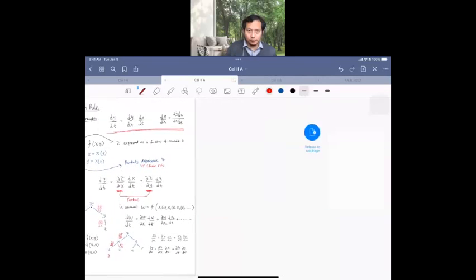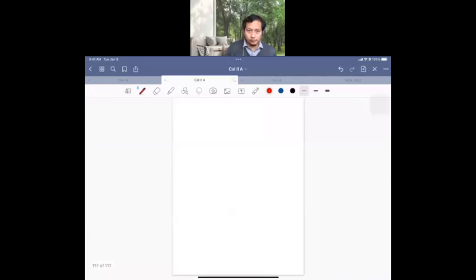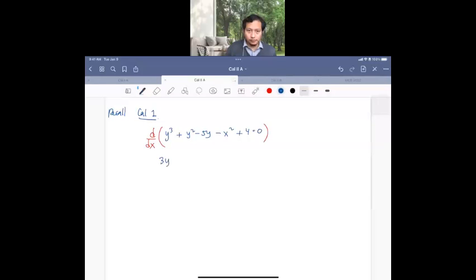Okay, let me move to the next page. Let me just recall. In calculus 1, if we have y cubed plus y squared minus 5y minus x squared plus 4 equals 0, if you are going to implicitly derive this, we can write this as 3y squared dy over dx plus 2y dy over dx, right?